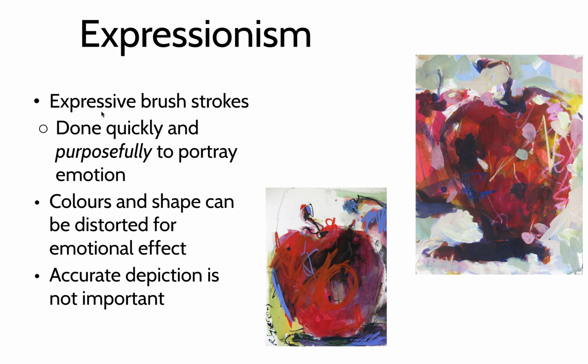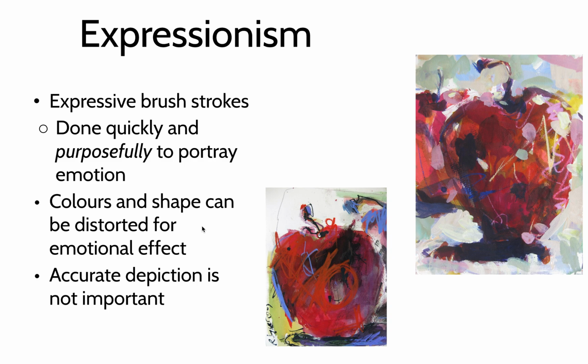So in paintings, we'll often see this idea of expressive brushstrokes. We can see there's like an aggression. The brushstrokes are done quickly, they're purposeful, right? The whole idea here is that we're trying to convey an emotion through how we apply the paint to the canvas, but also in the colors that we are choosing, right?